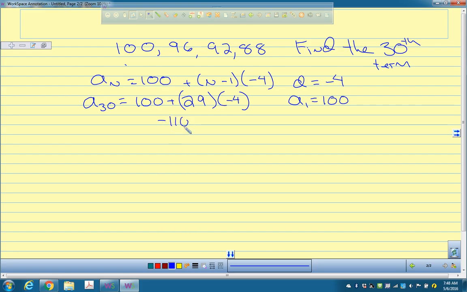So you can have a sequence where it goes into negative numbers, okay? Nothing against that.